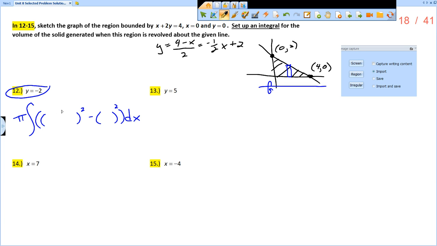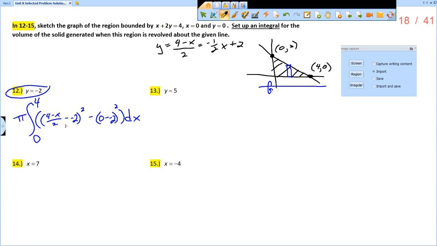So now number 12. The upper boundary is the line, so 4 minus x over 2, minus the axis of rotation, which is y equals negative 2. That would be minus negative 2, or you could write it as plus 2. Then little r is the nearer boundary, which is the horizontal line y equals 0, minus the axis of rotation, so that'd be 0 minus negative 2, or just positive 2. And then we're going to integrate from left to right, so 0 to 4.